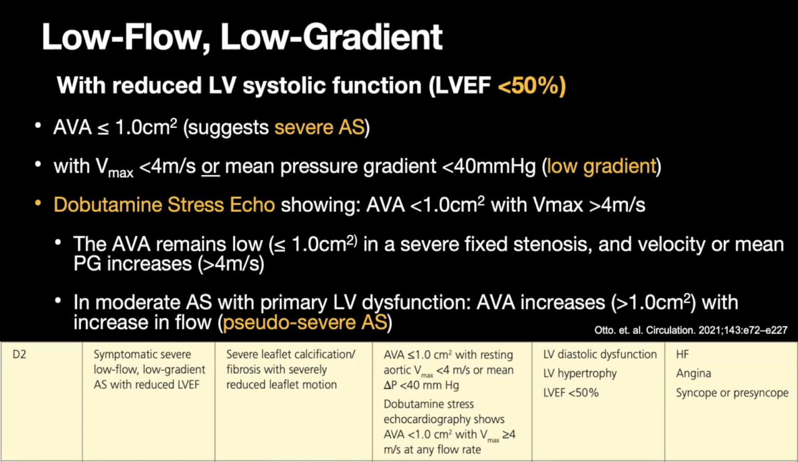However, if what you truly have is more of a moderate aortic stenosis with primary LV dysfunction, for example from an ischemic cardiomyopathy, your aortic valve area will actually increase with the dobutamine stress, with the increase in flow, to more than 1 centimeter squared. And so this is termed, or used to be termed, pseudo-severe AS.